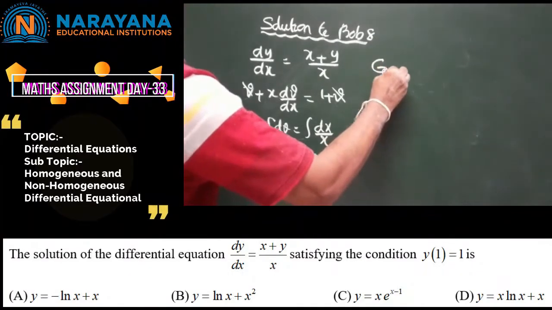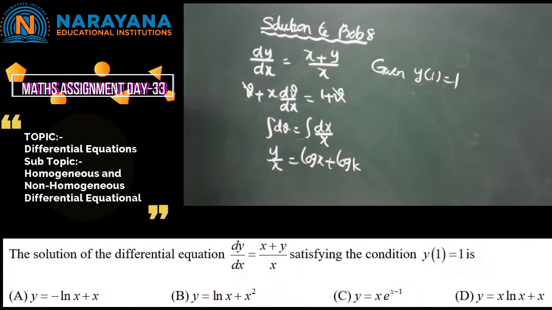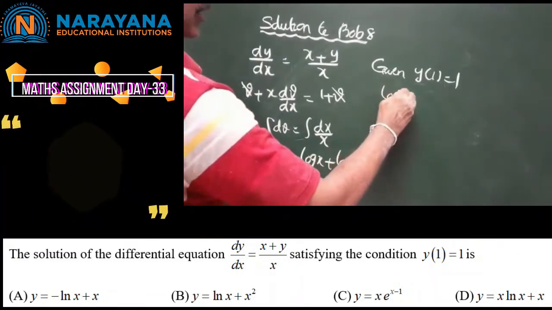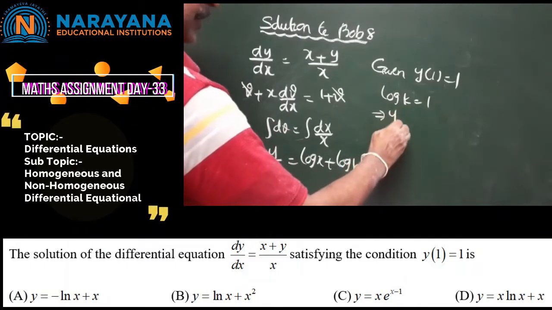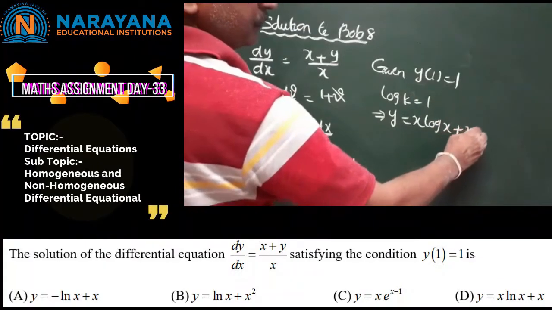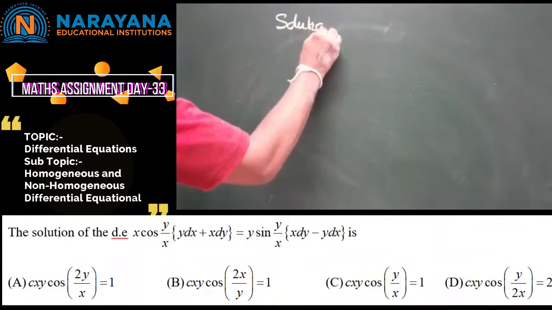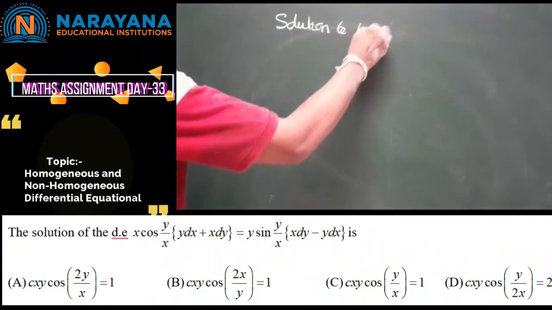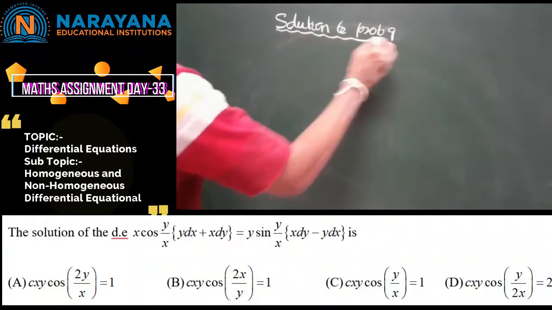Given y of 1 equal to 1, I am sorry. So if I write this, you can get log k is equal to 1. So that implies you can get y equal to x log x plus x is the solution. Solution to problem number 9. Given equation.